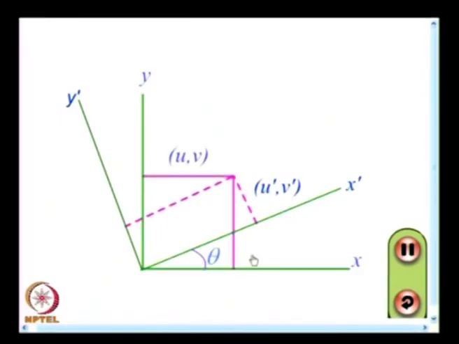I think you can brush up your old memories and write on your own whether you can write the rotation matrix, or in other words find out what is u prime, what is v prime in terms of u, v and theta, and you need to simply apply geometry here and then get the relevant components.